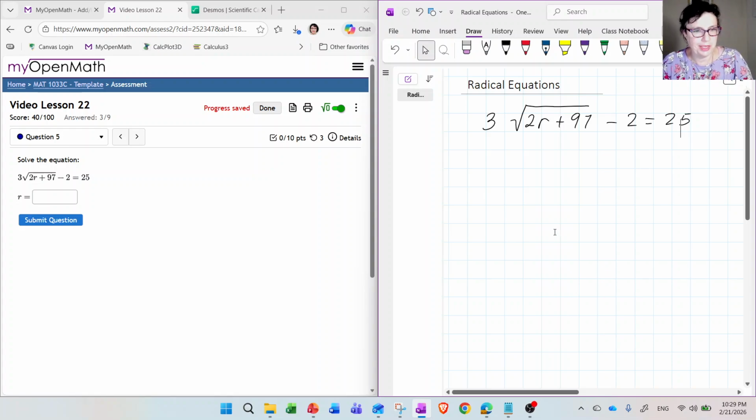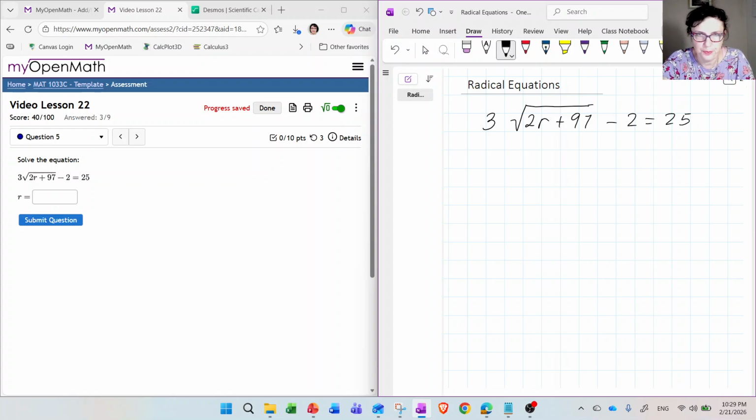Okay, so looking at this equation, we're trying to solve this for the unknown, which is r. The first step that we need to do every time we solve radical equations is isolate the radical, meaning that it should be on one side and everything else move to the other side. Okay, the first thing we're going to do is, because this is multiplication, we're not going to touch that yet. We're going to add 2 to both sides.